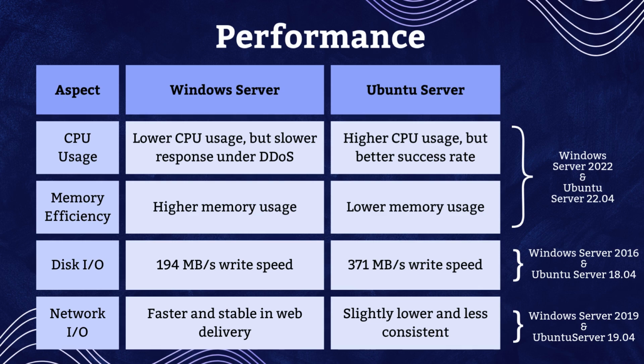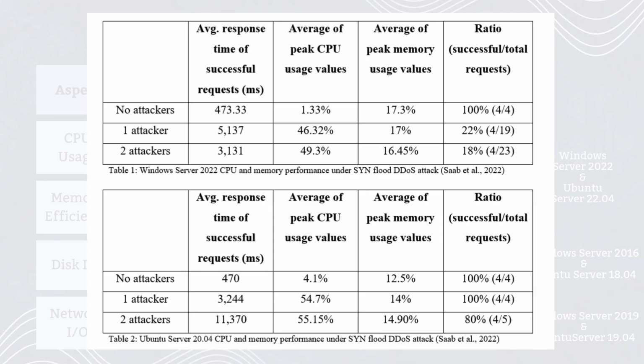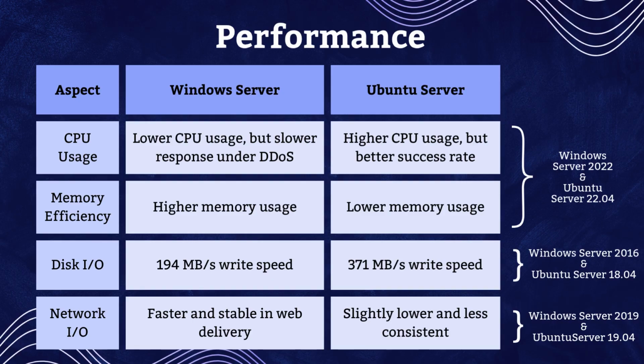So firstly, CPU usage. Based on a study by Sub et al. 2022 using Windows Server 2022 and Ubuntu Server 20.04, Windows had lower CPU usage during a distributed denial of service attack, which is around 49.3%, while Ubuntu reached 55.15%. However, Ubuntu was more responsive under stress, with an 80% success rate, compared to just 18% on Windows. So, although it used more CPU, Ubuntu handled the traffic better.